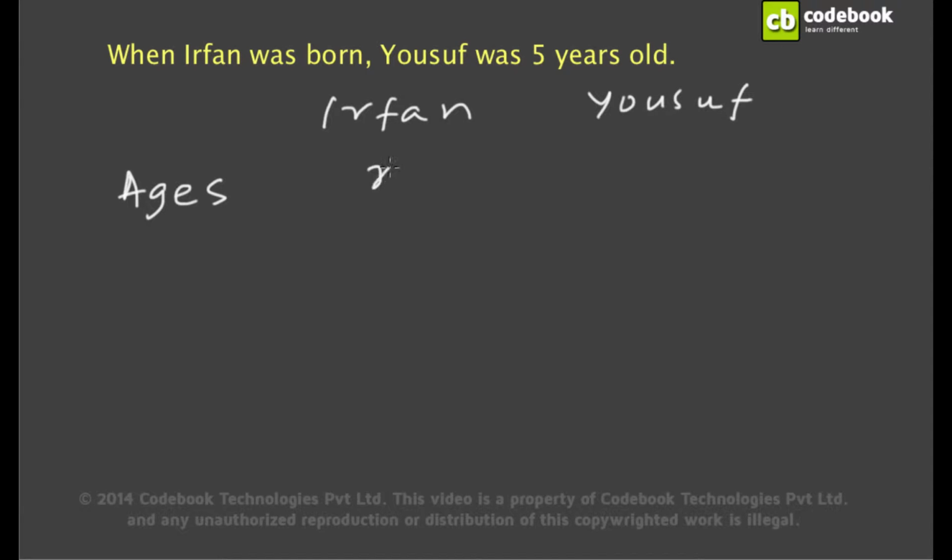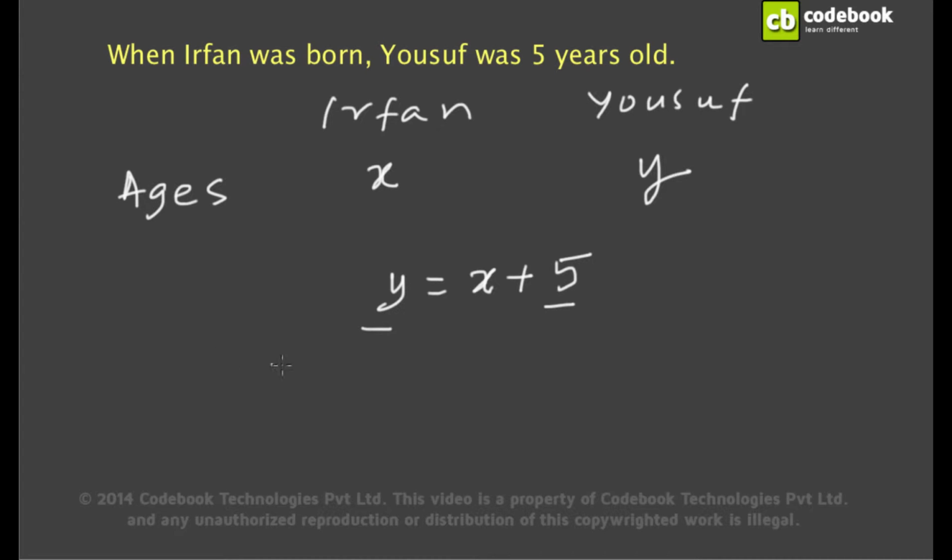So let's write down the ages. Let the age of Irfan be x and Yusuf be y. And we know from the statement that when Irfan was born, Yusuf was 5 years old. Basically what it means is Yusuf's age is 5 years greater than Irfan's. So this can be written as y = x + 5, where x is the age of Irfan. So Yusuf's age is 5 years more than Irfan's age.